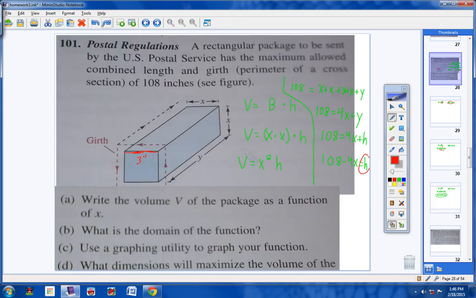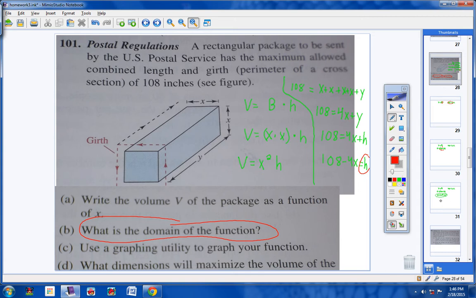Next, we have to find the domain of the function. Now, domain deals with x, okay? So think about this. What in the world could my domain be?